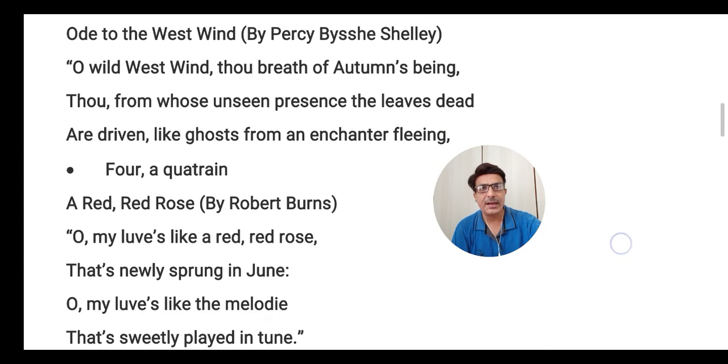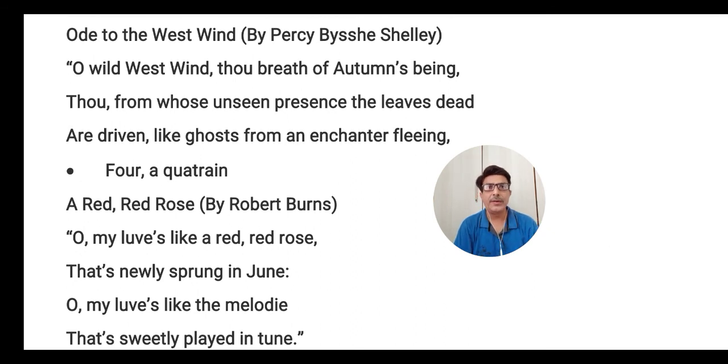You can see this example: O wild west wind, thou breath of autumn's being, thou from whose unseen presence the leaves dead are driven like ghosts from an enchanter fleeing. So here the poet has expressed his ideas in a group of 3 lines called tercets. The rhyming scheme of this stanza, you can see being, dead and fleeing, is A, B, A.